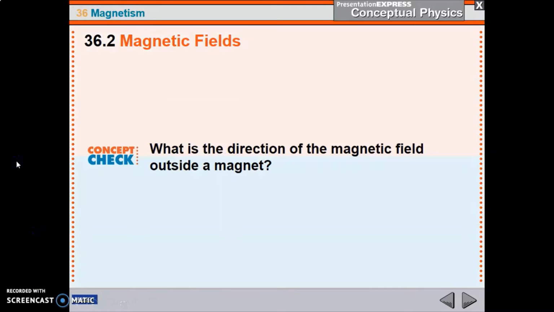All right, onward. So the end of section 36.2: what is the direction of the magnetic field outside a magnet? If you don't know the answer to that question, then you should probably go back to the beginning of 36.2 and rewatch that section.